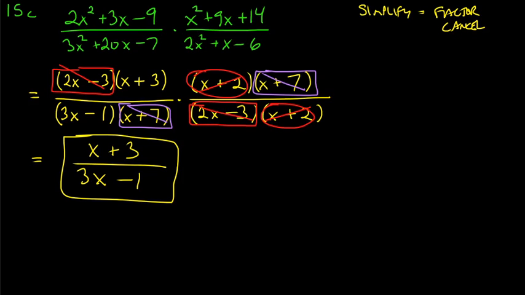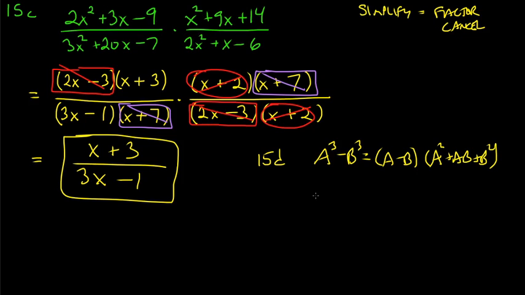Okay, and 15D is very similar, so I'll let you do that. For 15D, you will need, though, the difference of cubes. A cubed minus b cubed is a minus b times a squared plus ab plus b squared. So once you know that, I think 15D is really not that difficult. All right, 16. Okay, so for number 16, we're going to divide and simplify. Very similar to multiply and simplify, but with one extra step, as I'm hoping you remember.